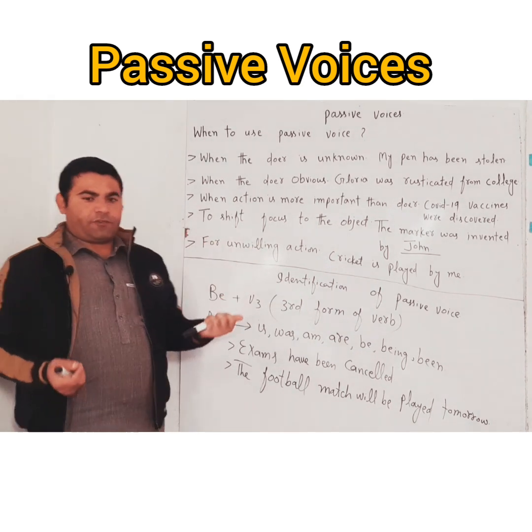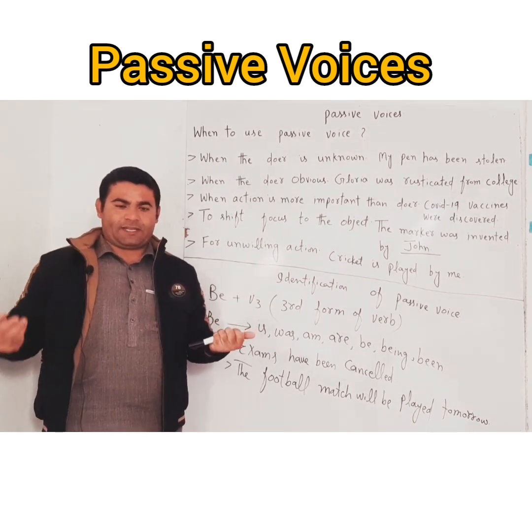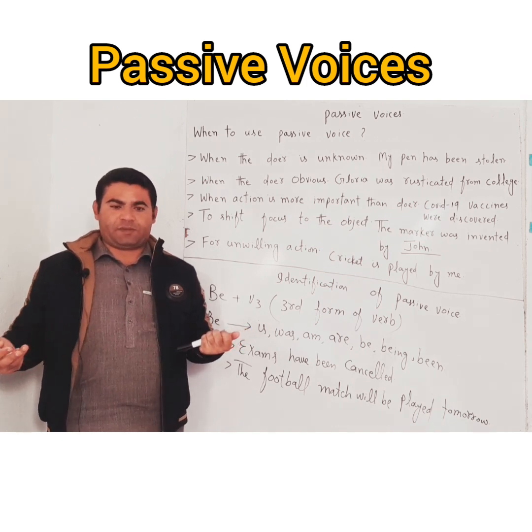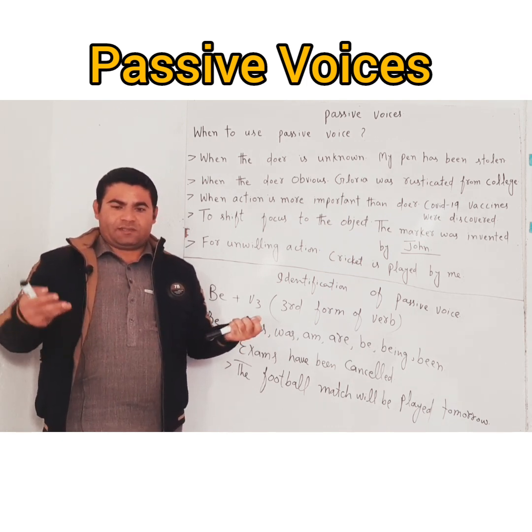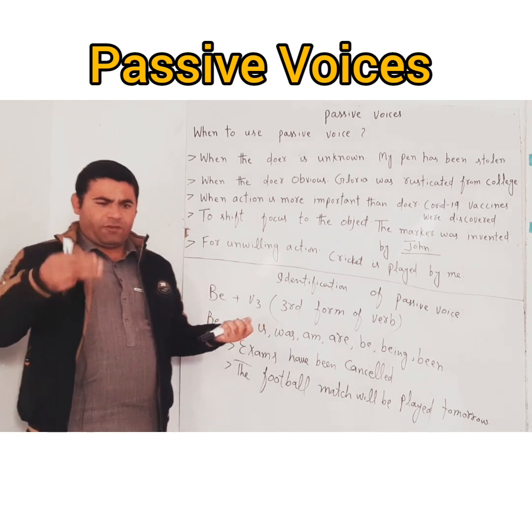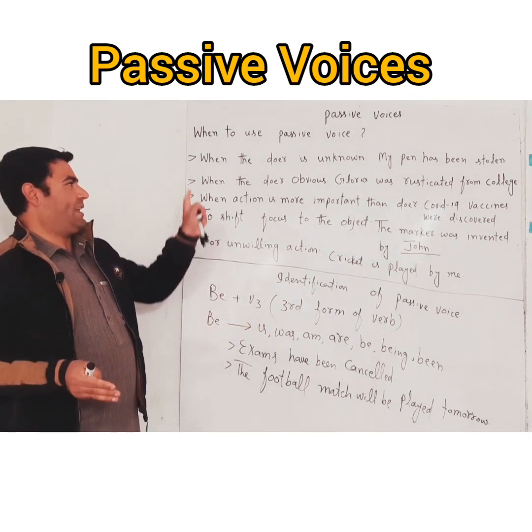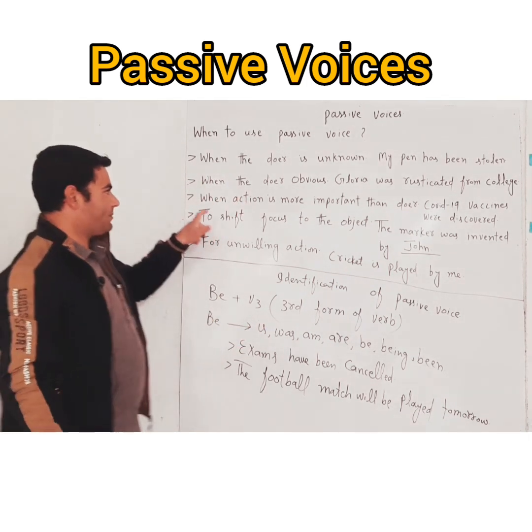Everybody knows the person. For example, we say Ali was arrested. So we know who arrests people. It is just not important. Obvious. Everybody knows the doer. So in that case, we use passive voices.